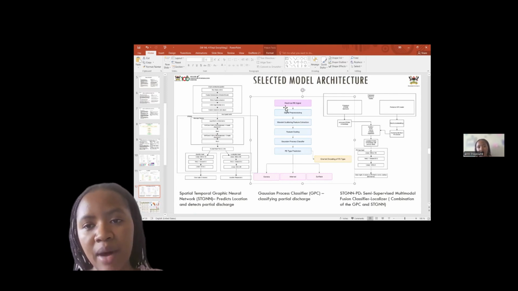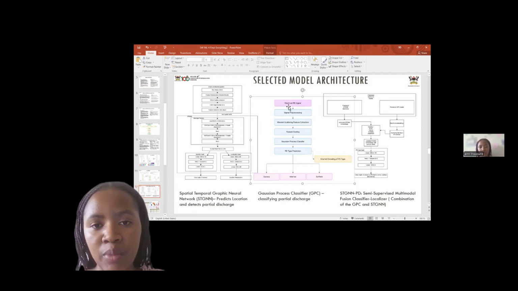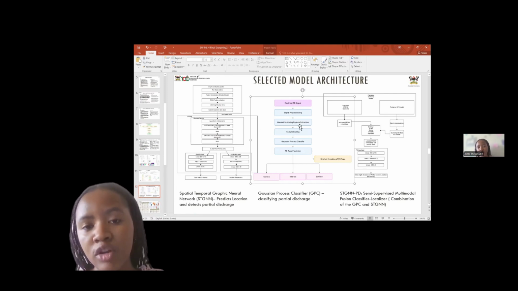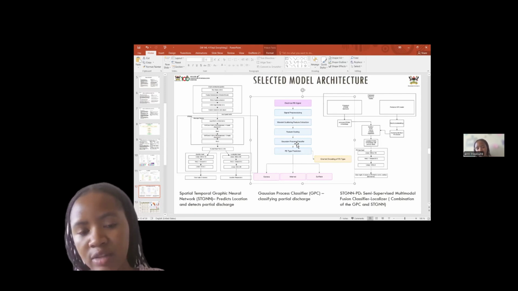So here we processed the signals and used wavelet scattering in order to extract features. Then we use a Gaussian process classifier, which uses probability in order to tell the different types of partial discharges.